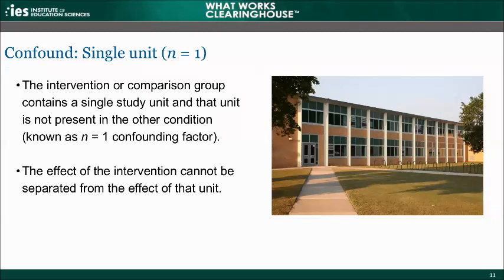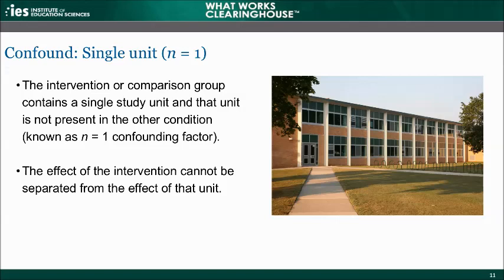And we will begin with a single unit confound, also known as N=1. We see this confound when the intervention or comparison group contains a single study unit, and that unit is not present in the other condition. It can be a single school or a single instructor or a single classroom. And we will go ahead and review examples of this momentarily. First, though, the reason why the WWC considers single unit a confound is because the effect of the intervention cannot be separated from the effect of that unit.